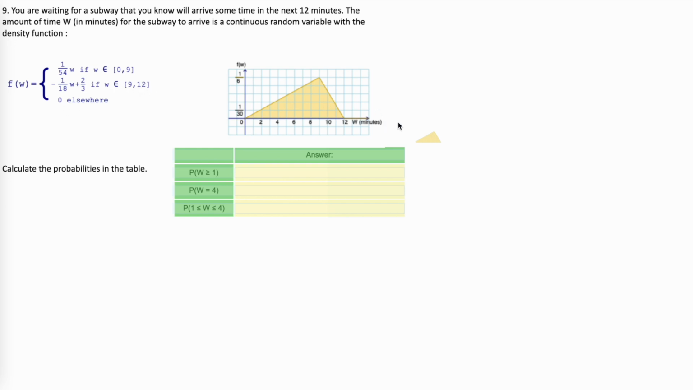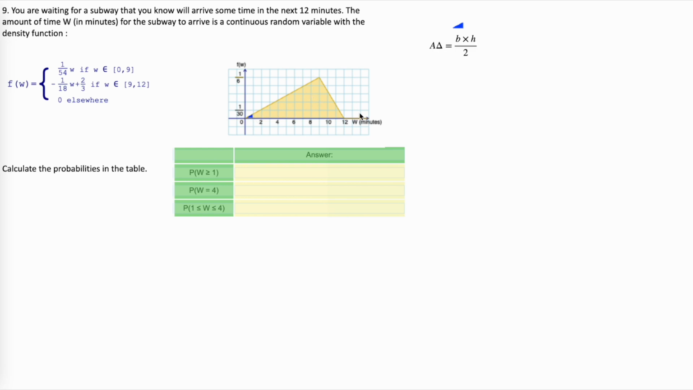We know the total probability is 1. Looking at the probability that W is greater than or equal to 1, here's the 1. Looking at the area of this little triangle, I want to figure that out. We know this whole triangle has an area of 1. The area is the total probability. The total area has got to be 1. I'll figure out the area of this little triangle down here, which I'm going to color blue, and subtract that area from the 1.